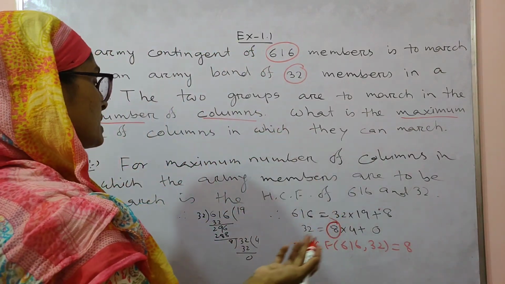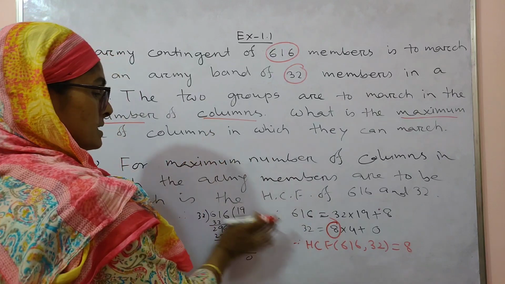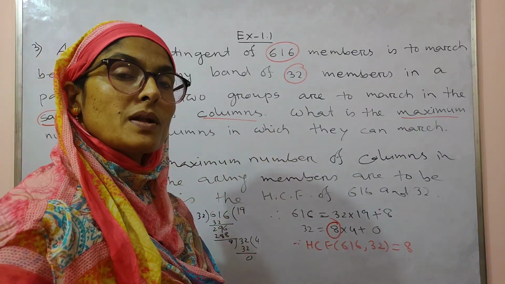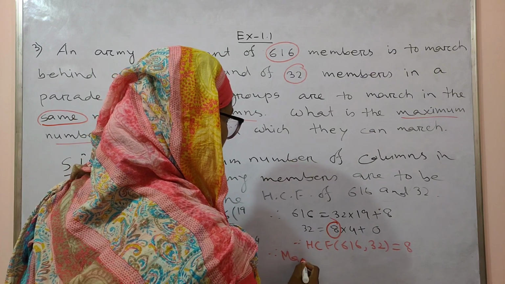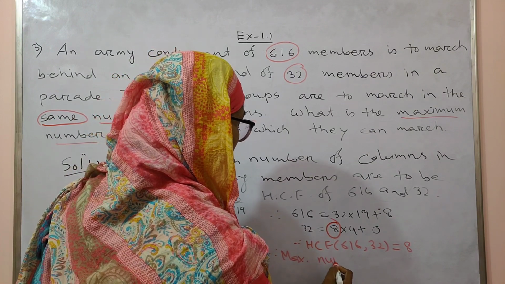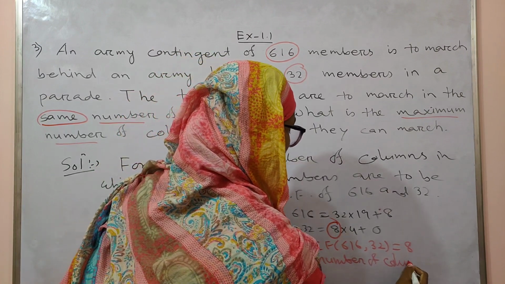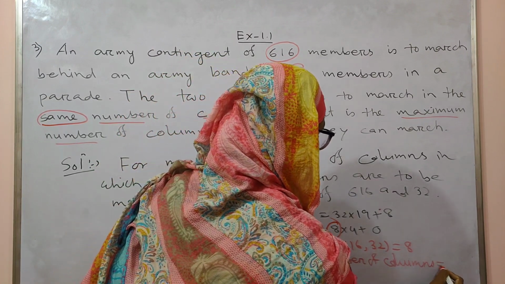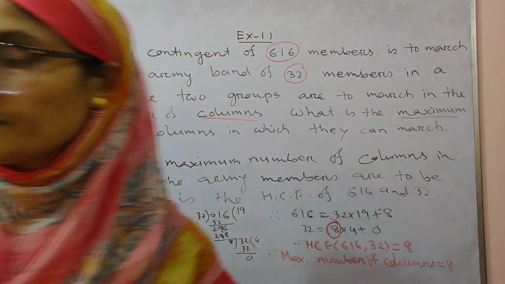So, how many columns? The maximum number of columns is 8. Therefore, the maximum number of columns is 8. So, lastly you can write, therefore, the maximum number of columns equals 8. You can write the notes.